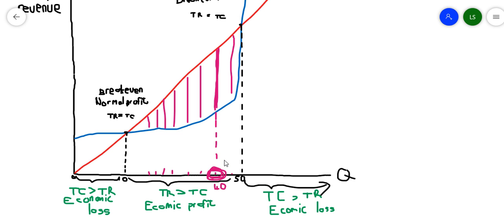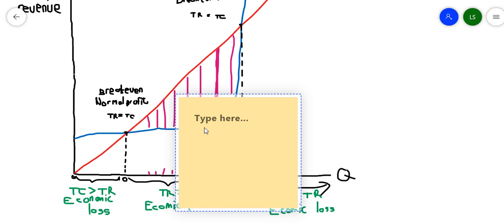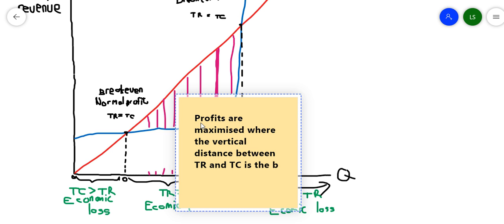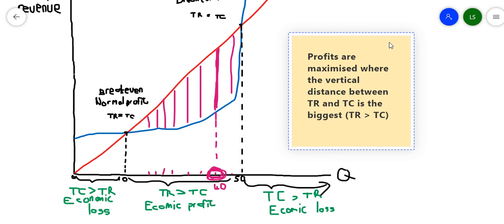On a graph, you're going to write this down. Profits are maximized where the vertical distance between total revenue and total cost is the biggest, but for as long as total revenue is higher than total cost. That is what you're going to write down. That is your profit maximization rule on a graph. Write it down.